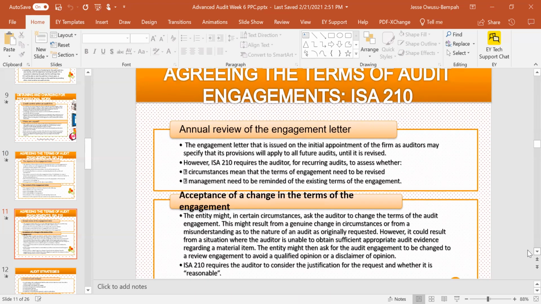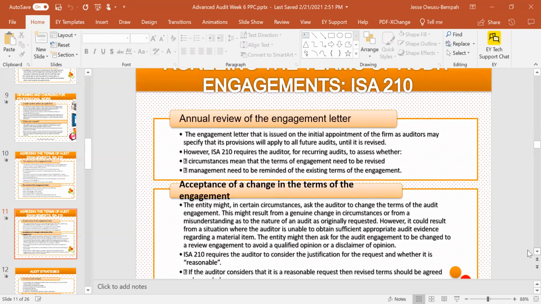Now let's talk about acceptance of a change in the terms of the engagement. The entity might, in certain circumstances, ask the auditor to change the terms of the audit engagement. So there are situations where there might be a change in the terms of the audit engagement. This might result from a genuine change in circumstances. So you see the things that trigger a change in the terms of the audit engagement. It could be a change in circumstances or from a misunderstanding as to the nature of an audit as originally requested.